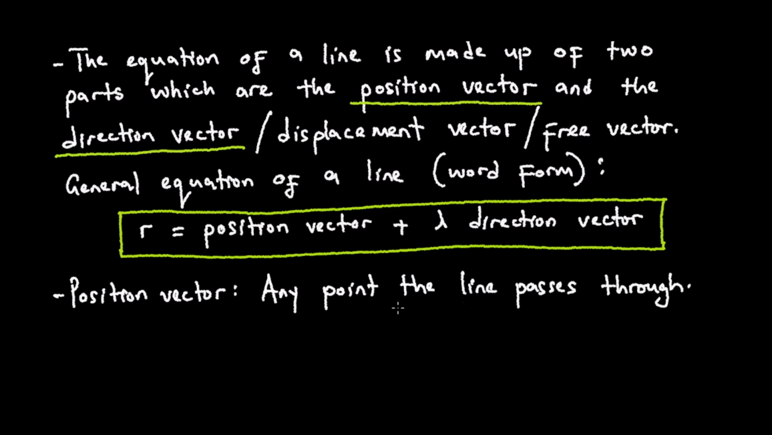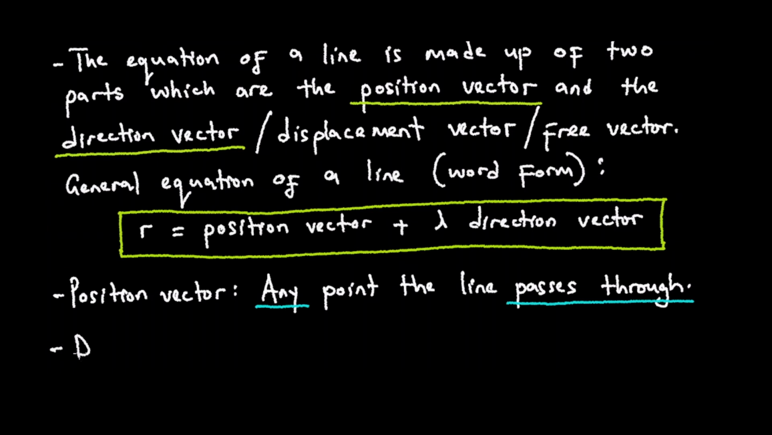Ndoda kuti mubatisise kuti when we are talking about a position vector, we are interested in where the line passes through. That gives us the position vector, and it has to be any point. So any point the line passes through. Whereas a displacement or a direction vector, we are going to call it a direction vector, is used to describe any direction that is parallel to the line.